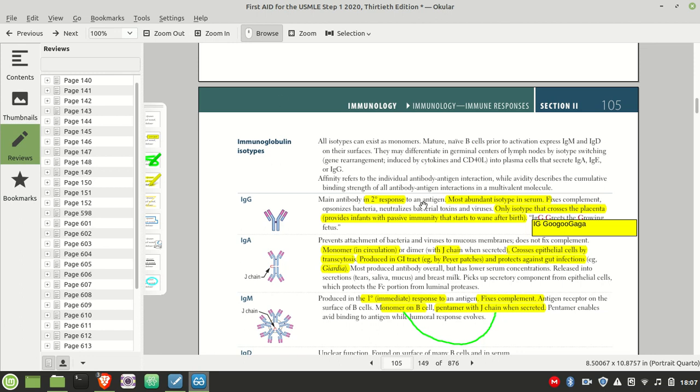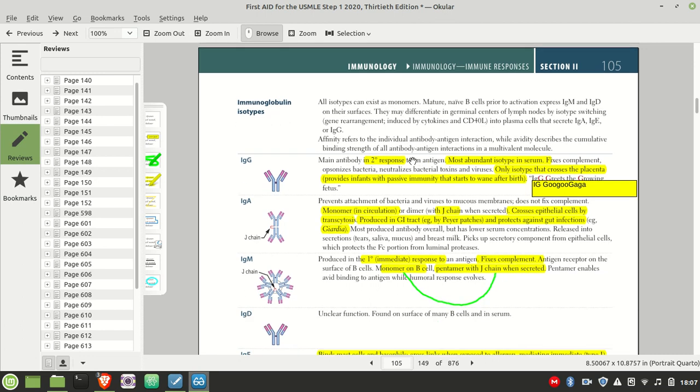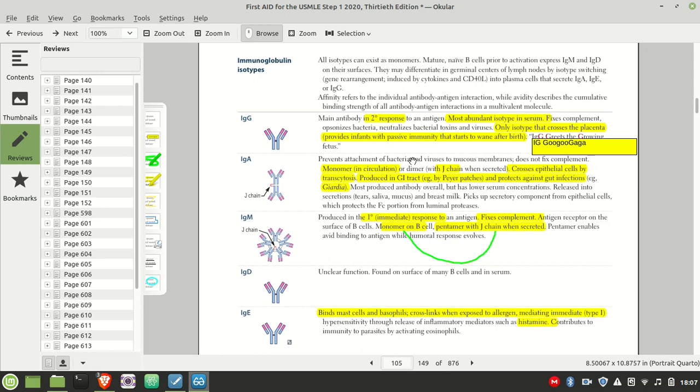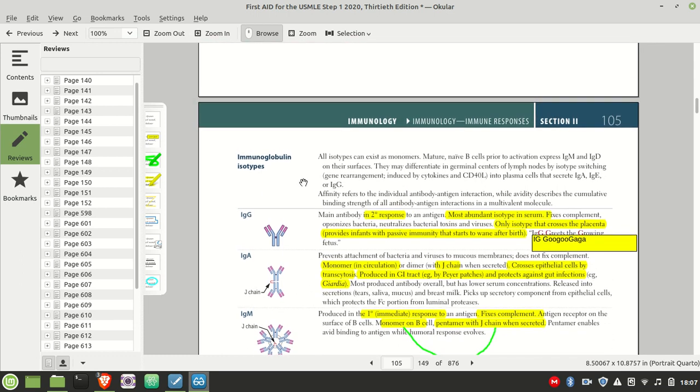So, immunoglobulin types, everything's super high yield obviously. We just went over class switching, going from IgM to everything else. So, here we go. Everything expresses IgM and IgD on their surface.